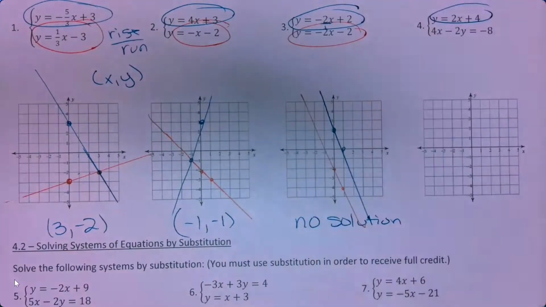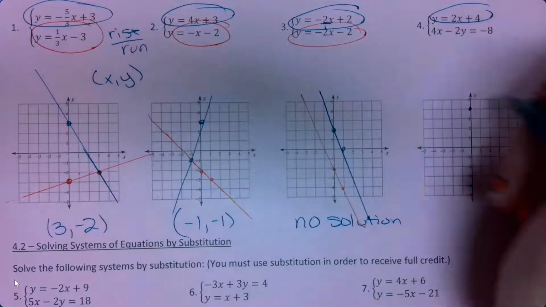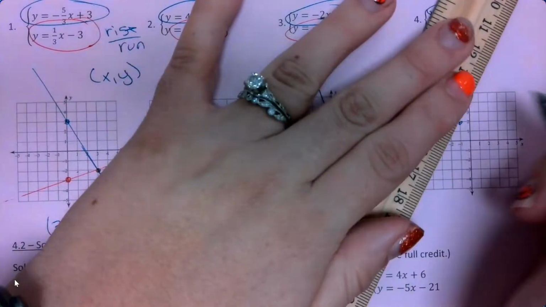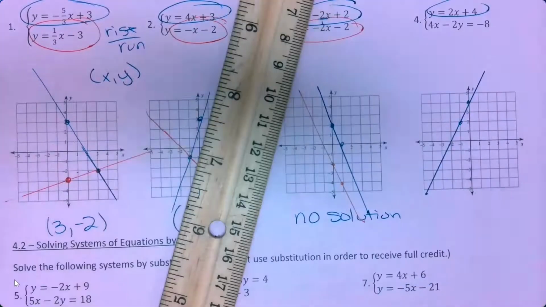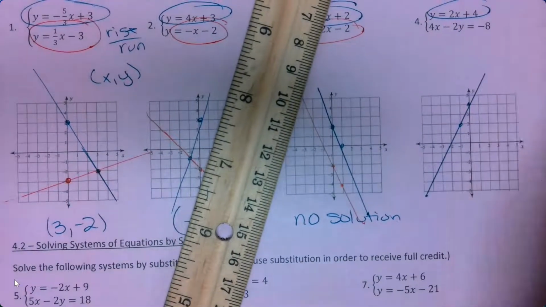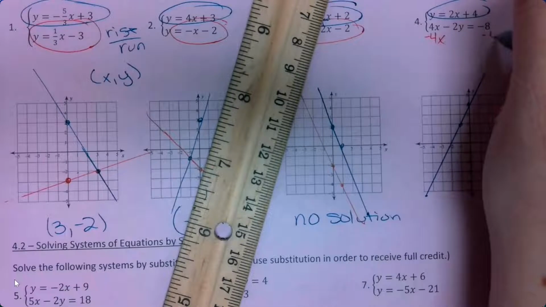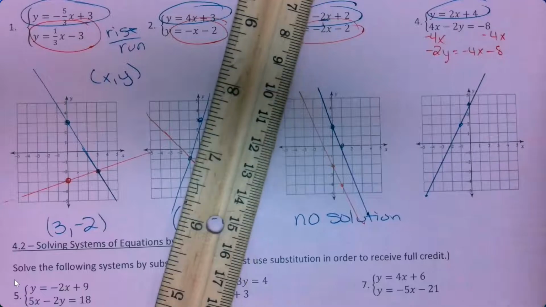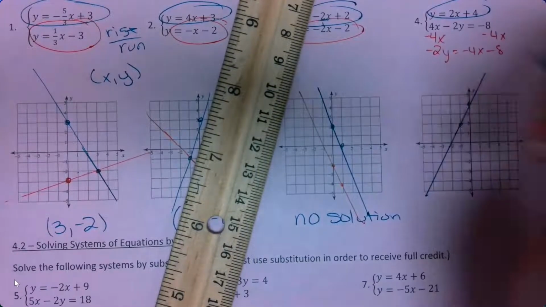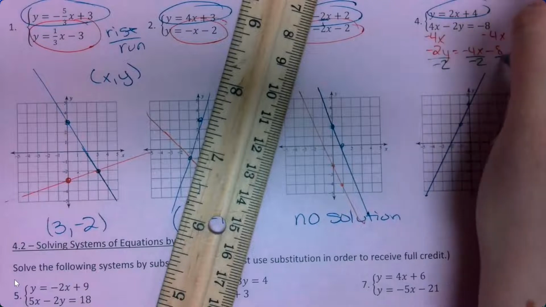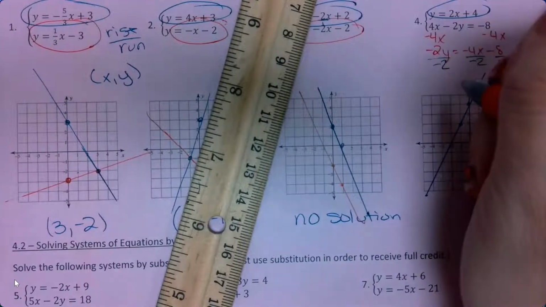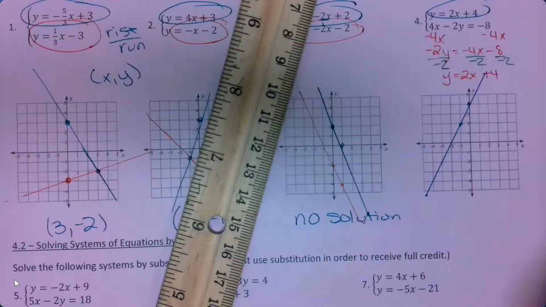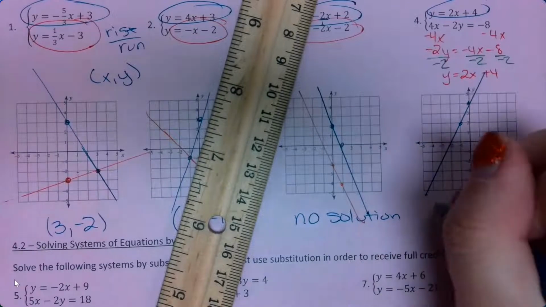I'm going to graph this first one. I'm going to go up 4. I can't go up 2, so I'm going to go down 2, left 1, and connect this. On my second equation, I want to get this equal to y first. So I'm going to start off by subtracting 4x on both sides. I have negative 2y equals negative 4x minus 8. I want to divide everything by negative 2 to get my y all alone. So that gives me y equals 2x plus 4, which notice is the same line I just graphed. So this one is going to be infinitely many solutions when it's the same line.